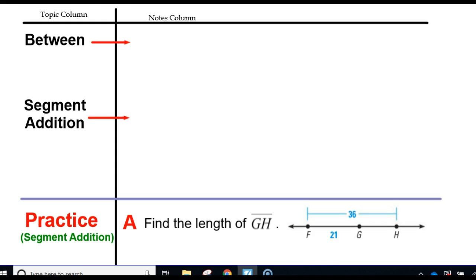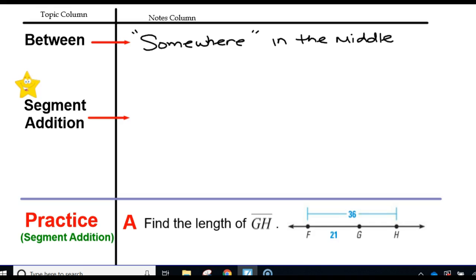All right, the last two segments that we're going to talk about is between and segment addition. Remember, segment addition was the one thing that we said we have to make sure that we know for this unit, so that's our end game, that's our goal right there. The first word, between, is really just somewhere in the middle. Now, a lot of times people think that between means that it has to be exactly in the middle. That is not necessarily the case.